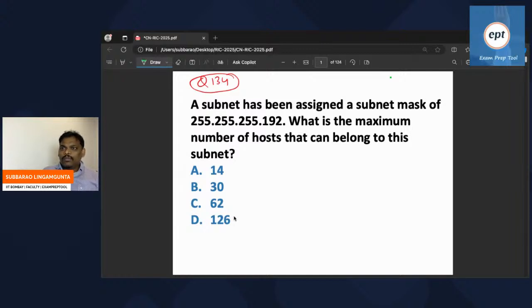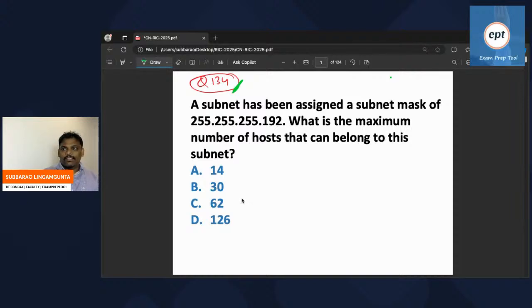Can you see problem number 1? A subnet has been assigned a subnet mask of this one. What is the maximum number of hosts that can belong to this subnet? Can you try to give the answer?